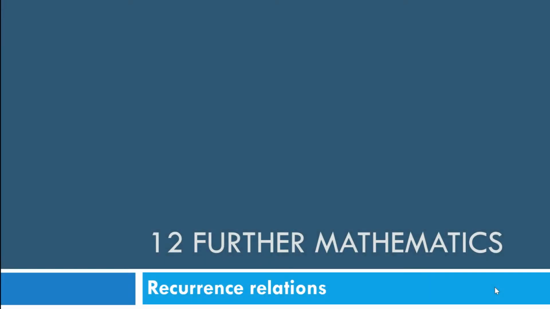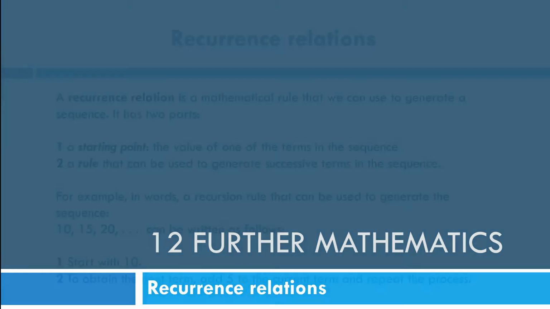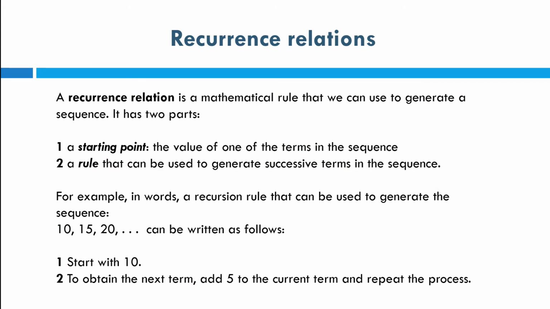The next part is recurrence relations. Now you've already seen recurrence relations in the first part, but now we start to work with them mathematically using symbols. So a recurrence relation is a mathematical rule that we can use to generate a sequence, and it has two parts. We have a starting point and also a rule.